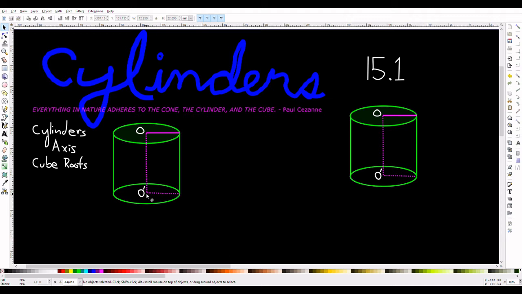Another definition which will be important for this chapter is that of a right circular cylinder. A right cylinder is a cylinder in which the line connecting the midpoints of the two bases is perpendicular to each base. And a circular cylinder is a cylinder in which the two bases are both circles.